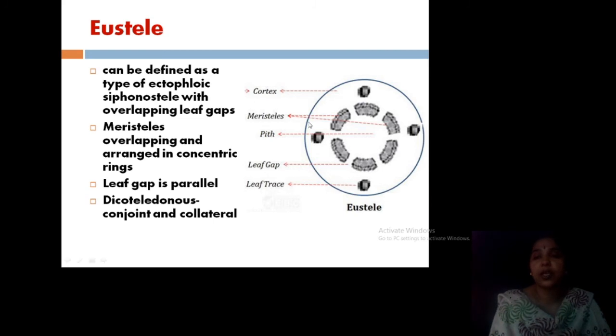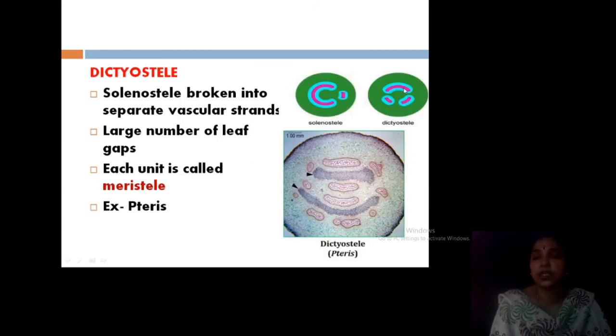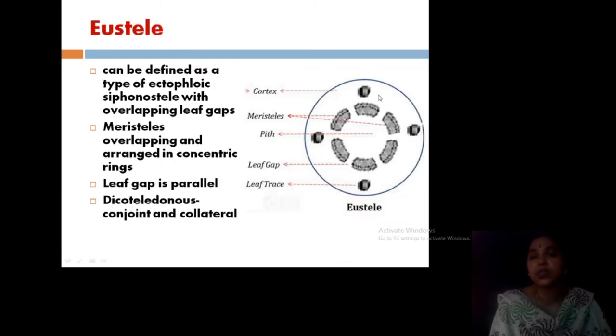Now, in the case of evolution, the last one is the eustele. How it is arranged? In the last case you see, this dictyostele is divided into pieces but not arranged in a circle. It is in different regions. But what happens here is the cutting into the same line. So, all the cut vascular strands are in a single circle. Clear? And this is known as eustele.